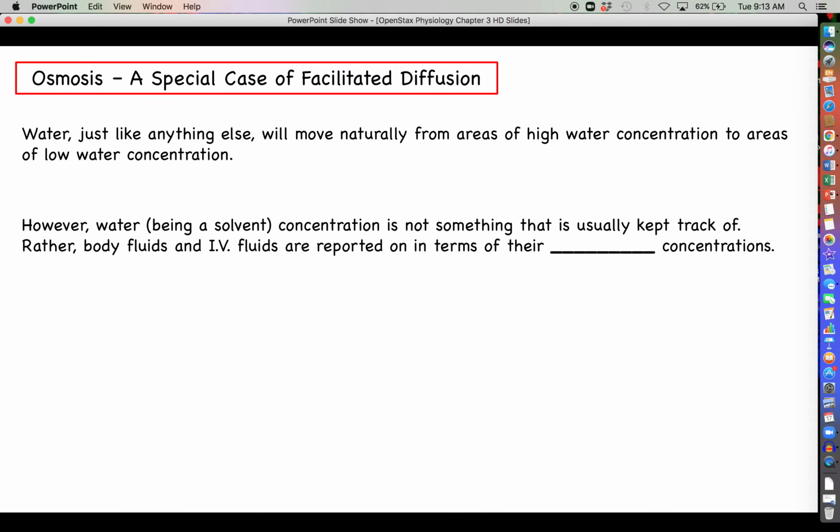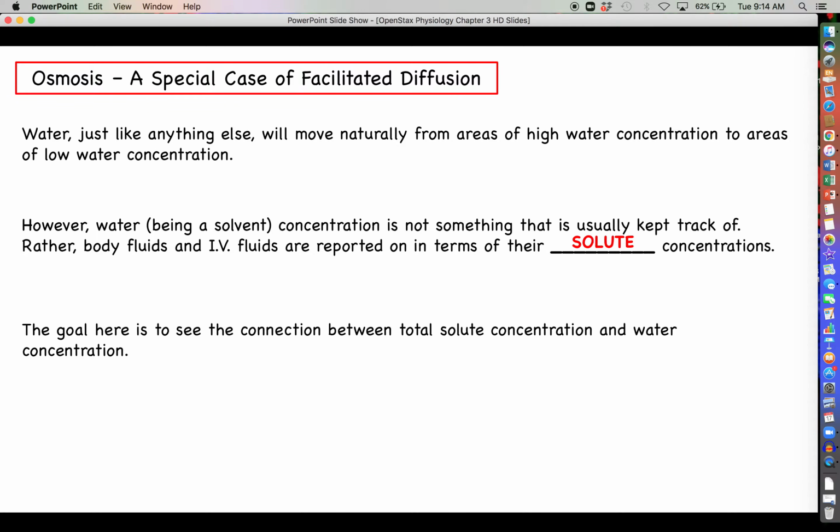It's the solvent. We know it's the majority component in solution, so it's usually a lot more efficient to just keep track of all the solute concentrations and then leave the water concentration as is. So we aren't usually going to know the water concentration, and that makes determining whether osmosis occurs, and in which direction, a little bit more complicated. So anytime you're dealing with our bodily fluids, ICF, ECF, or IV fluids, which we'll talk about later, we're really just keeping track of solute concentrations and not solvent concentrations.